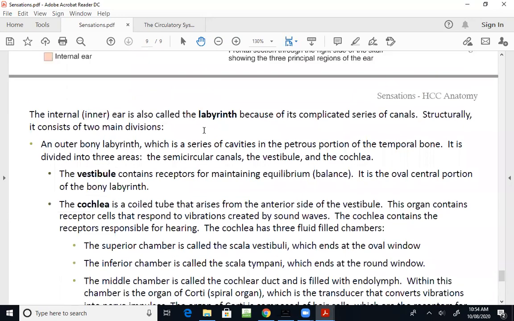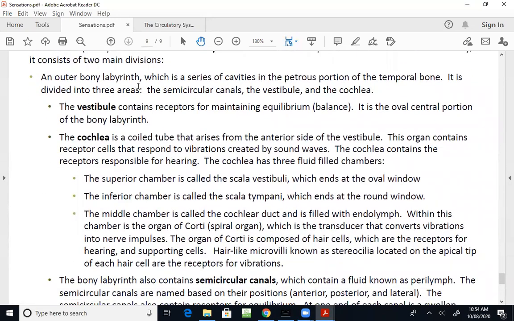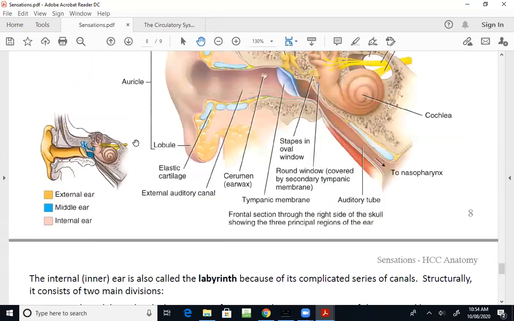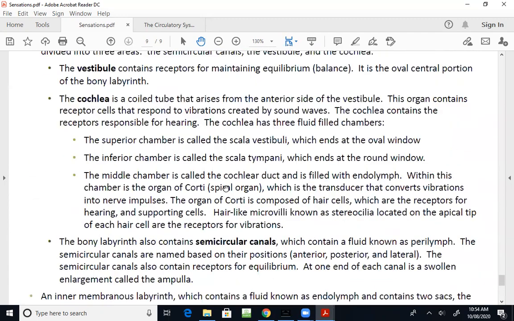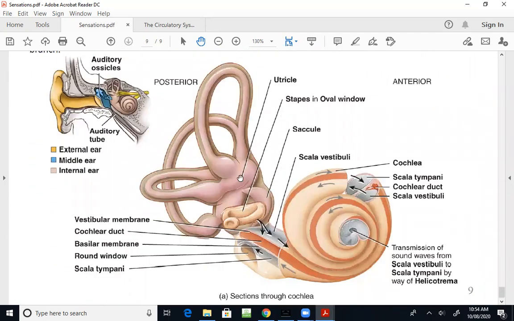Okay, let's talk about our internal ear, also known as labyrinth because it is a complicated series of canals. Labyrinth means kind of like a maze. Structurally, there's 2 parts that make it up. The outer bony labyrinth, which is a series of cavities in the petrous portion of our temporal bone. 3 areas exist of the bony labyrinth. The vestibule, which is what I had you label on the previous page, contains receptors for maintaining equilibrium or balance, and is the oval central portion of that bony labyrinth, once again, right in here, would be this general area in this picture.